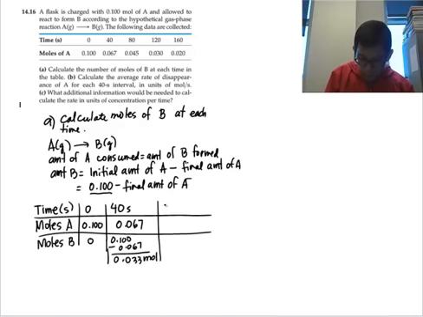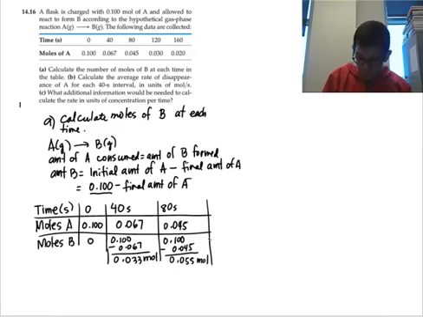At time equals 80 seconds, the moles of A is 0.045. So therefore the moles of B is 0.100, the initial amount of A, minus the final amount of A, 0.045. That should be 0.055 moles.